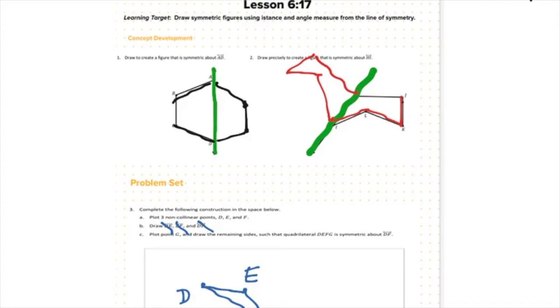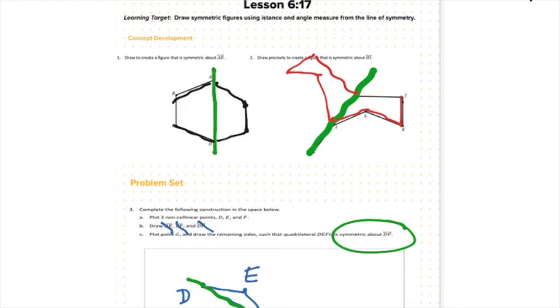Plot point G and draw the remaining sides so that it is symmetrical about DF. So it's saying DF, which is right here. This is what it wants to be symmetric. So this is our line of symmetry because it said it right here. It's symmetric about DF. That tells us where. So plot point G and draw the remaining sides so that DEFG is symmetric. Then G is going to need to be across from this E here. So it's about 1 dash there, so 1 dash here.